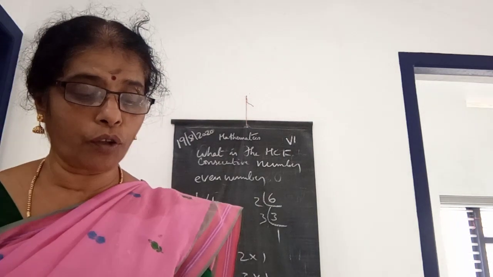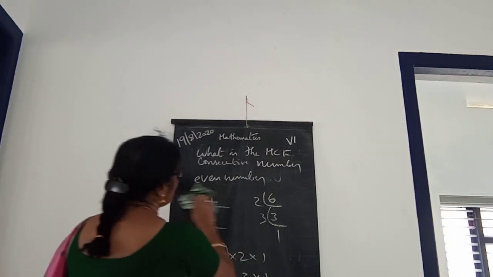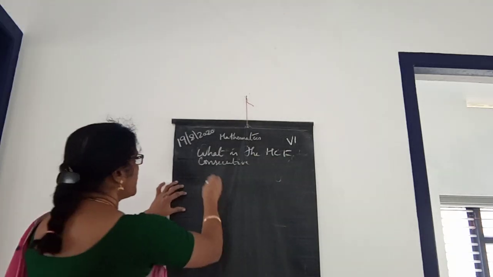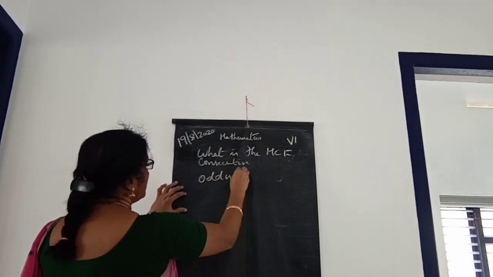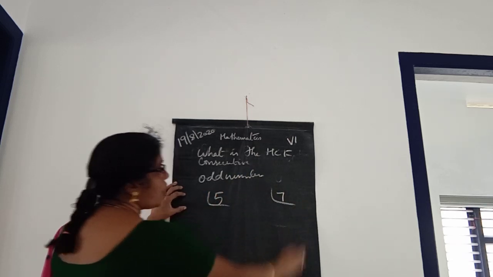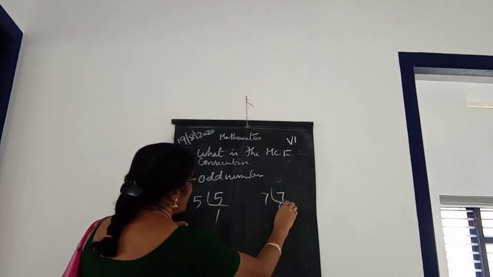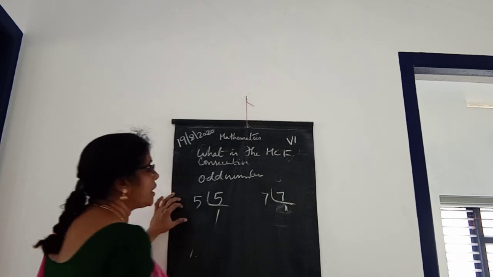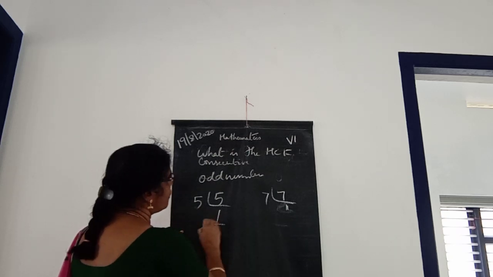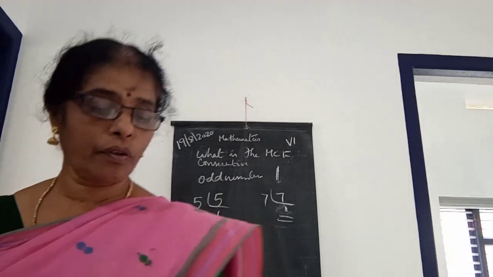And one more question in that, what is the HCF of two consecutive odd numbers? We can take it as 5 and 7. 5 and 7 are odd numbers, isn't it? 5 is 5, 1, and 7 is 7, 1. What is the HCF of two consecutive odd numbers? That is 1. 1 is the common factor, so 1 is the answer. Okay, the next one you can do it.